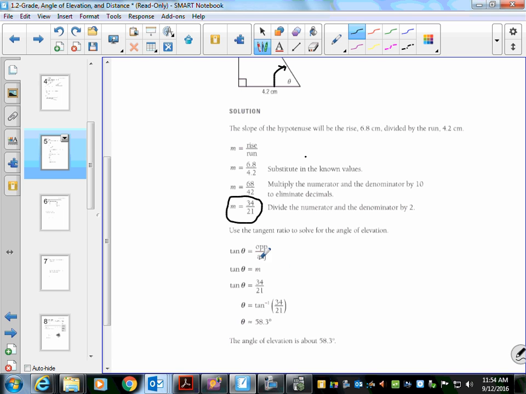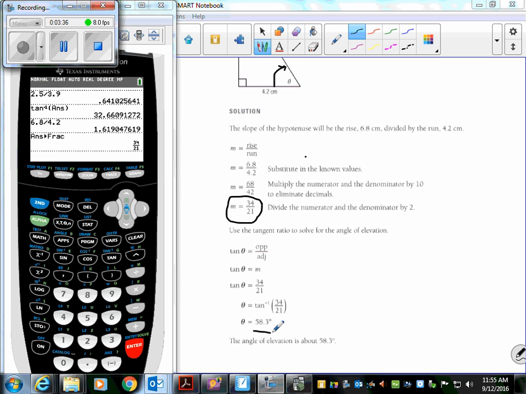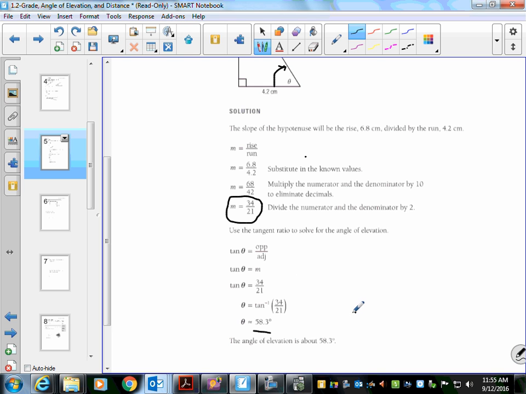So once you've got that slope, you can solve for the angle of elevation by taking that slope, that 34 over 21 or that 1.6, and taking the inverse tan. That'll give you the angle of elevation to be about 58.3. So if we looked here, if we did second tan of our answer, we're going to end up with that 58.3 degrees as our angle of elevation.